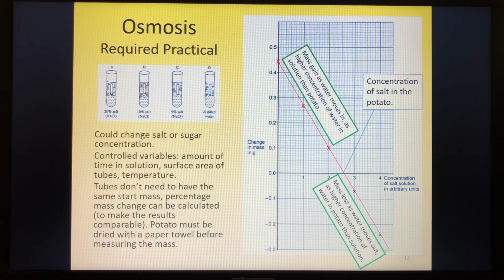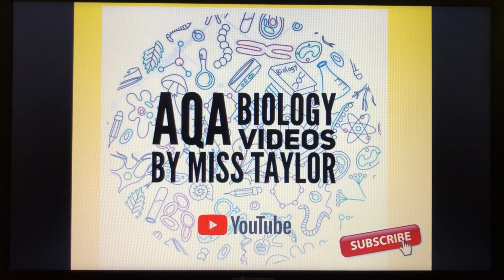So that was a real quick rundown of that one. If you want to know more about that practical, all the ins and outs, then take a look at that separate video on osmosis. So that's taken us to the end of that video. Hope you found it useful. Movement of molecules, remember we've got diffusion, we've got osmosis, and we've got active transport. So that was osmosis for you.